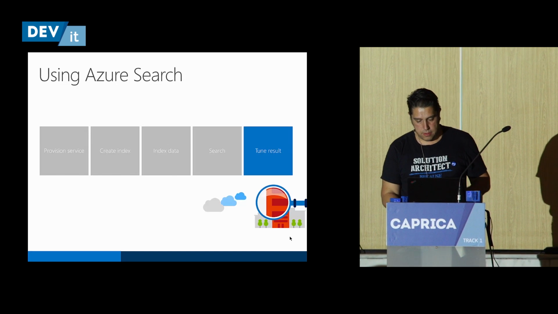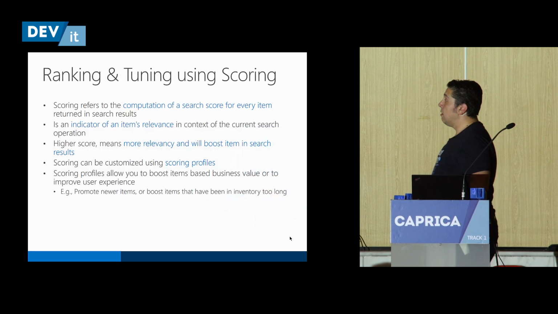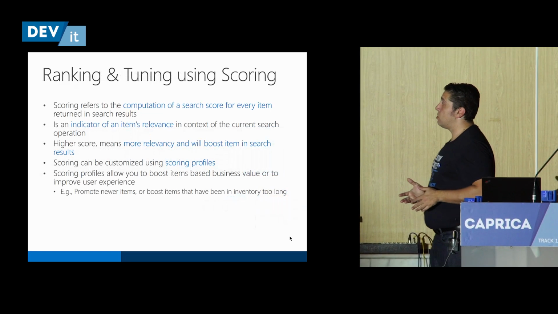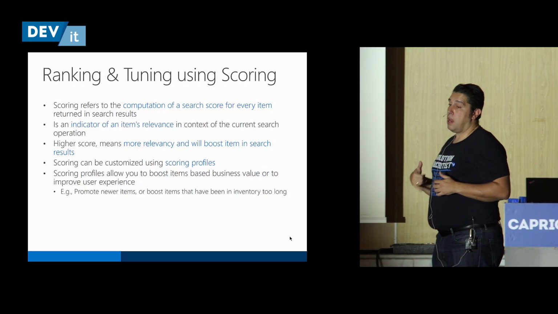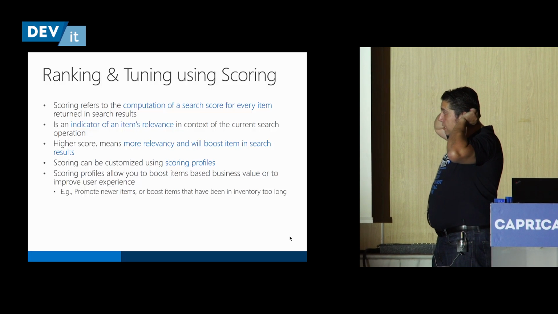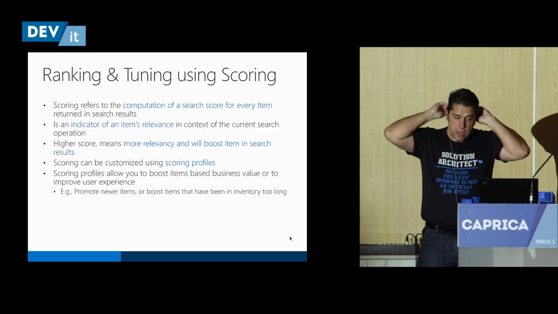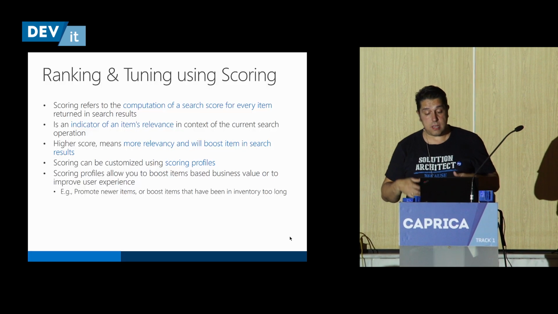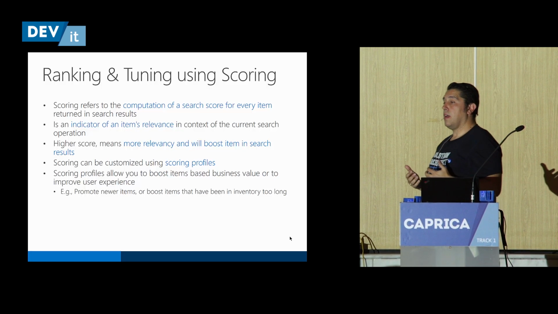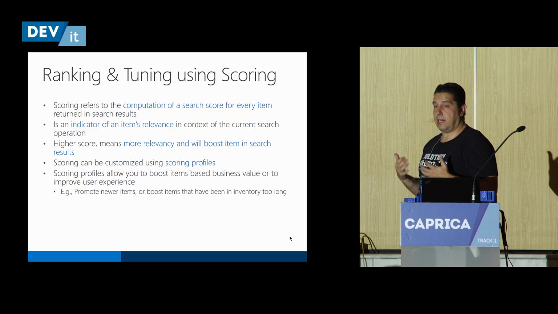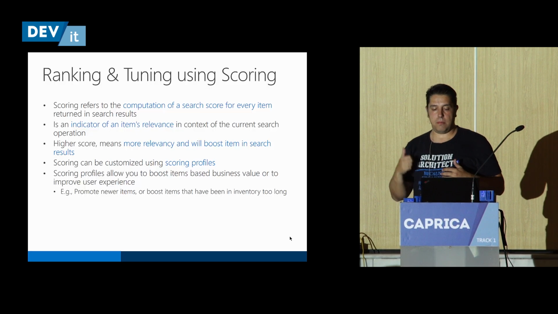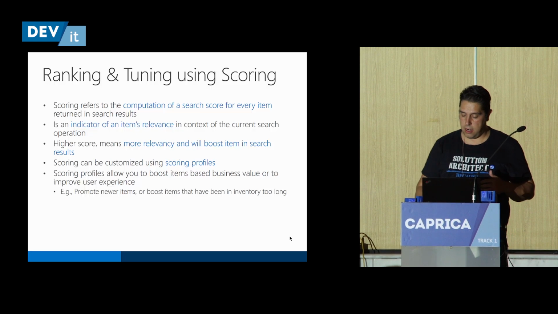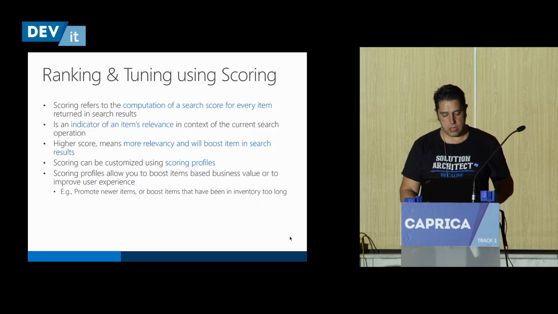And finally, tuning. Azure Search allows us to rank and tune our results and put weights and scores into our fields, which allows us to put more relevance and boost search results that we're really interested in top and put other documents lower at the end of the search results.